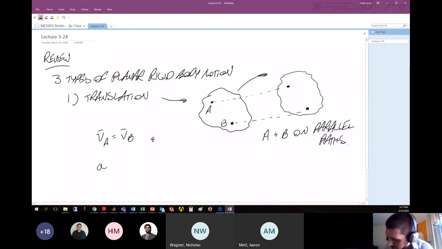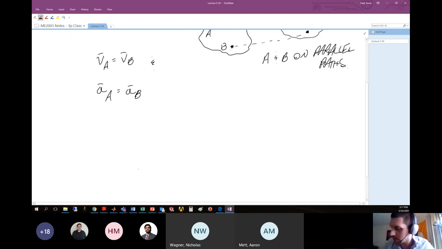And also, we take the derivative of that with respect to time and find that the acceleration of point A is also equal to the acceleration of point B. All right, sorry about my B, a little suspicious there. I will try to be better. Okay. So that is the first thing that we talked about, translation. Very simple. All points on the body have the same velocity and same acceleration. All right. Next, we had fixed axis rotation.